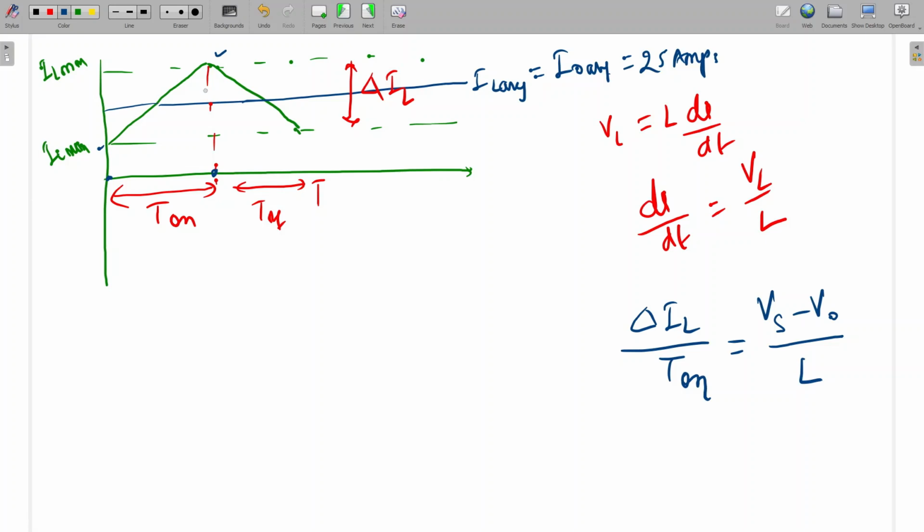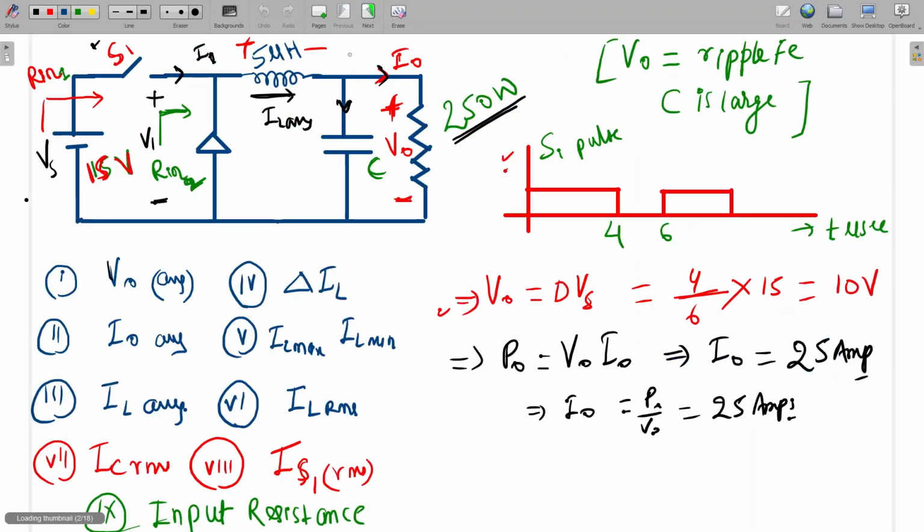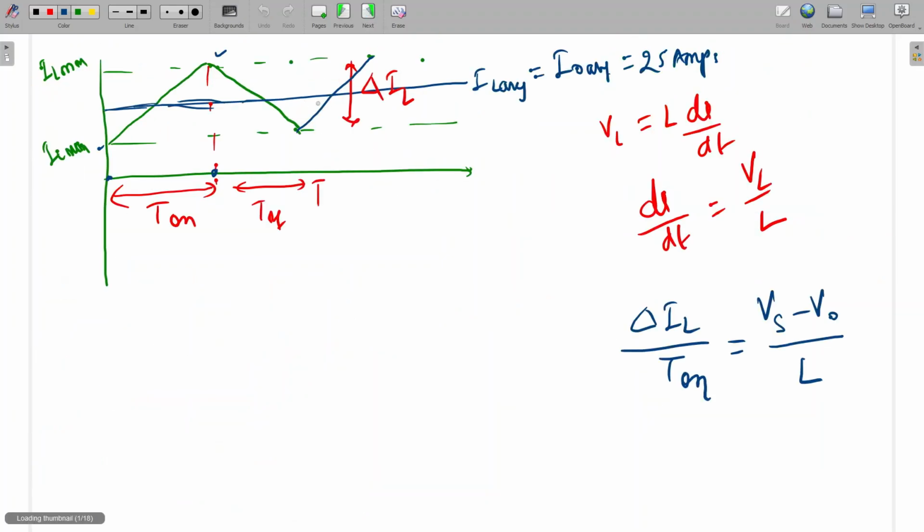In a buck converter, in continuous conduction, the inductor current waveform will be like this one. It has some maximum value and some minimum value. And what will be the middle value? The middle value will be the average value of this inductor current. We have already calculated the output current, so the capacitor average current will be 0. So this average current will be equal to the inductor average current. Here at the middle point, I am writing the inductor average current.